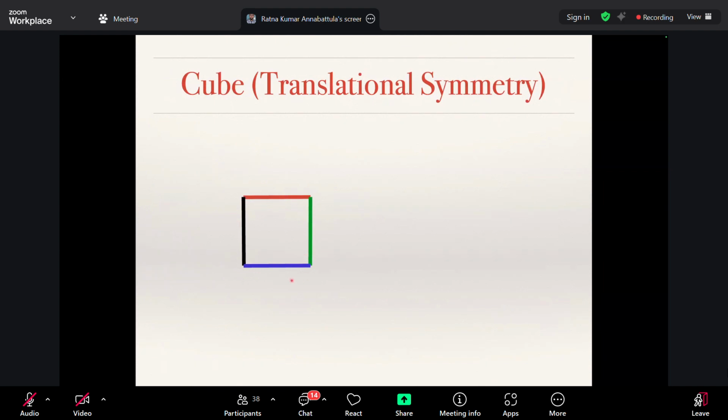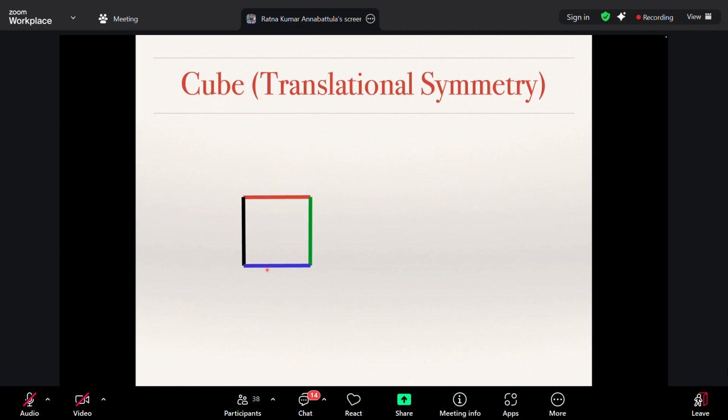Similarly, a cube. Now I have shown you a square. Imagine this cube. This cube can be rotated about the x-axis by 90 degrees, and you will not generate new lattice points. You will be occupying the same lattice points by rotating by 90 degrees about the x-axis. All of you agree with that?